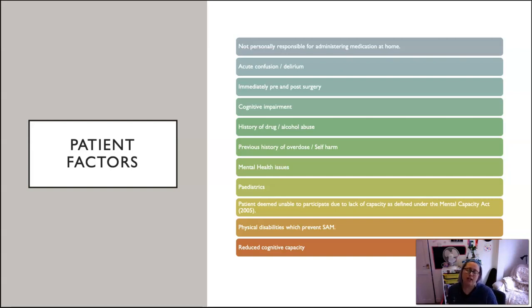These might be key underpinning factors as to whether or not a patient could self-administer within a hospital or other care setting. They might be paediatrics, children, so we wouldn't expect children particularly to be in control of their own administration of medications, but it might be about working with the family or other guardians to support this administration of medication. The patient might have been deemed unable to participate due to a lack of capacity defined under the Mental Capacity Act. They might have physical disabilities which prevent the self-administration of medication, and they haven't then been discussed around different adaptations that could be made to help them administer their own medications. Or they might have reduced cognitive capacity.